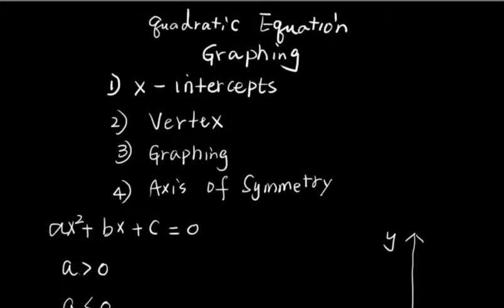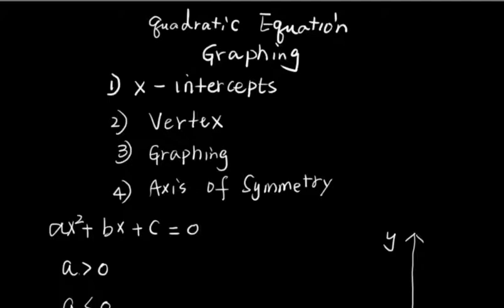Today's class, I'm going to teach you guys quadratic equation and graphing. So there are 4 topics I'm going to go over. The first one is x-intercepts, and what are they? Then how can you find them for a quadratic equation? Number 2 is the vertex, and how would you find that also? Number 3 is how would you graph a quadratic equation? And then the last one, how would you find the axis of symmetry?